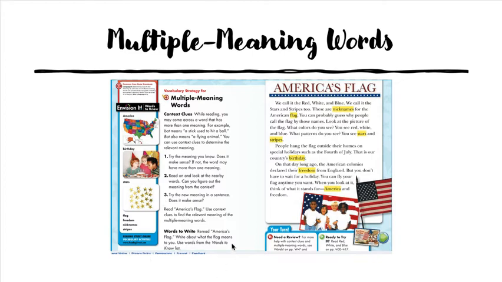And now you have words to write. Reread America's flag. Write about what the flag means to you. Use words from the words to know list. So you can just write a sentence down there about what the flag means to you.